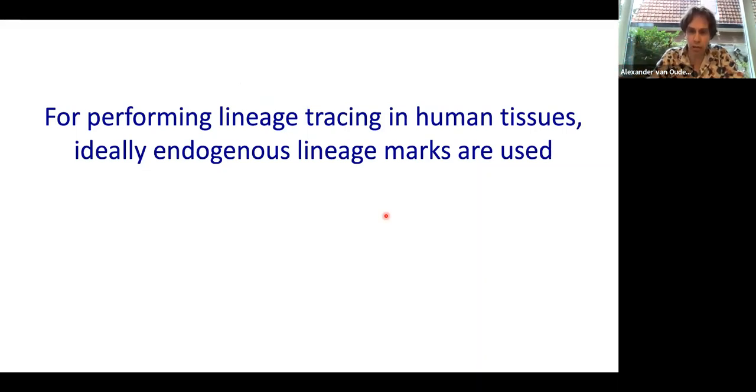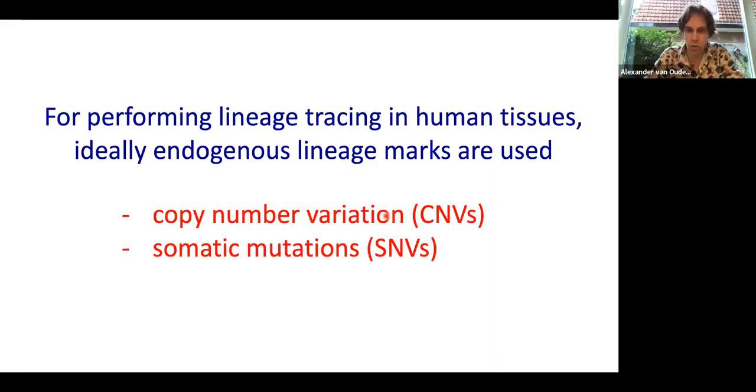So look at other marks in a genome that are heritable and informative about the lineage. There are basically two things that we focus on. I will show you data on this today. One is copy number variation. Now, this is mostly relevant in the context of cancer, where a cell will sometimes lose a chromosome or gain a chromosome. And this, of course, is a heritable change that will propagate to the future.